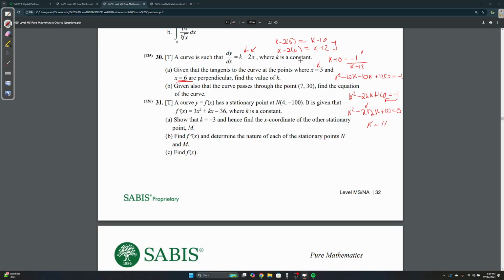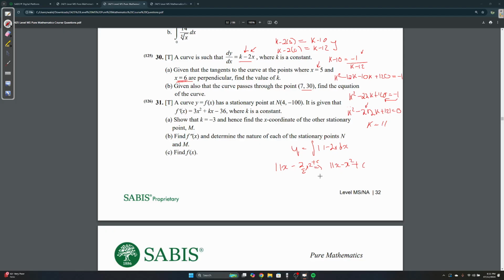So you now know that the derivative is k minus 2x. It's 11 minus 2x. We want to find the actual curve. This is the derivative. How do you find the actual curve? y is equal to the integral of 11 minus 2x dx. So it's going to be 11x minus 2 over 2 x squared, so it's going to be 11x minus x squared plus c. I have to put plus c.